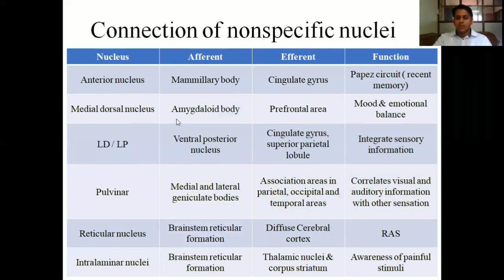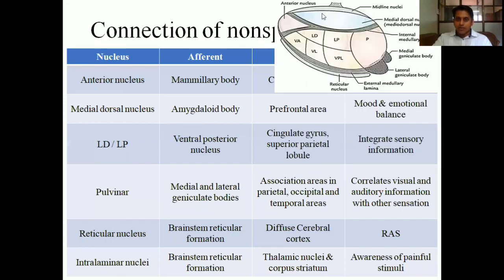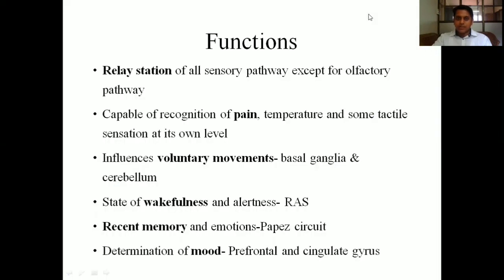The medial dorsal nuclei, right here, get afferent connections from the amygdaloid and have efferent connections to the prefrontal area. If you remember, the prefrontal area is concerned with personality, mood, and emotional balance. So they have intercommunications through which it functions. So it is the relay center for this region.